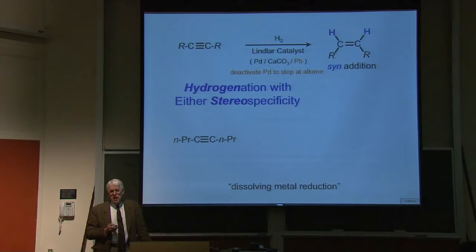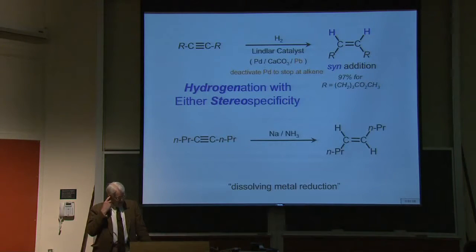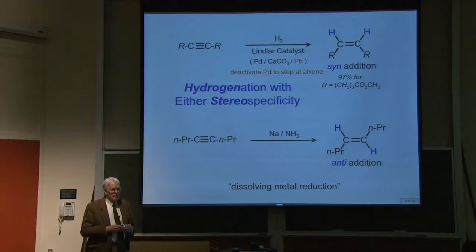And notice the two hydrogens came in from the same side. So it's a syn addition. For example, you get 97% of that syn addition if the R is this CH2 three times ester group. Okay? Now, on the other hand, if you use sodium and ammonia, a dissolving metal reduction, you get the opposite stereospecificity. It's an anti-addition, right? Now, you might wonder, the syn addition we talked about before, the same thing in an alkene, about how the palladium comes in and attacks, then it gets replaced by one hydrogen and by another hydrogen, always front side attack, so that it comes out to be syn.